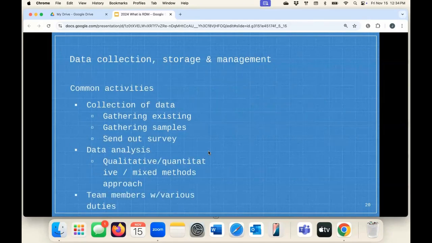Okay, so that's planning, step one. Data collection, storage, and management. This is sometimes what people call the fun part. So right now you are gathering your data. Maybe you are collecting existing data, so big data that's been published on the web already, and you're going to take a look at it. Maybe it's Canadian statistics documentation. Maybe you're gathering samples. Maybe you're out in the wild, which is always fun. Or maybe you're sending out a survey, doing focus groups, talking about interviews, those kinds of things.